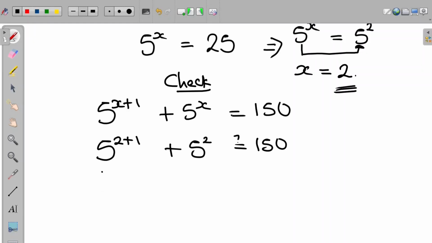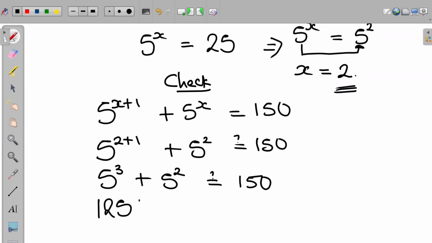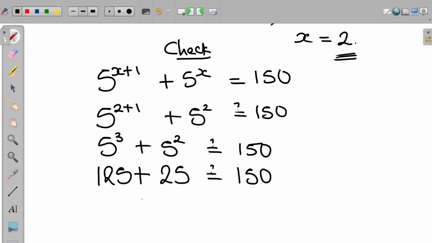So the left-hand side becomes 5 raised to the power of 3 plus 5 raised to the power of 2 equal to 150. 5 raised to the power of 3 is 125 plus 5 squared is 25 equal to 150. So thus 125 plus 25 is 150. Therefore our result is correct. It means that x is equal to 2.